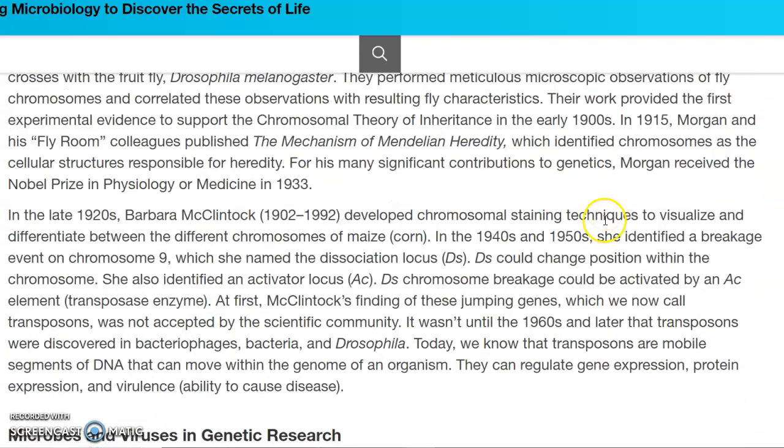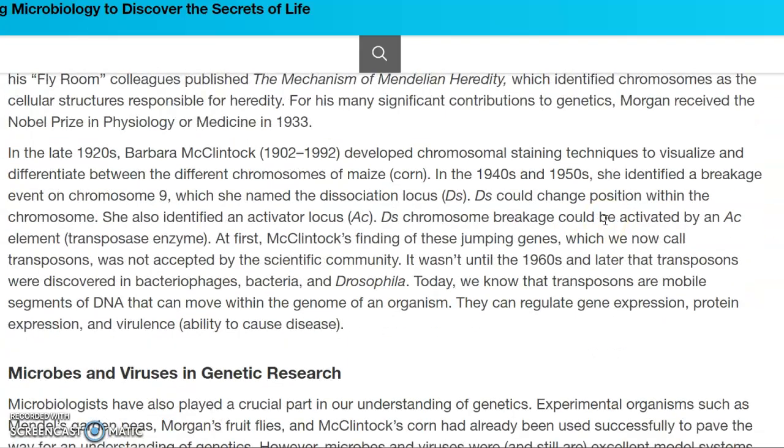And then in the 1920s and on into the mid 1900s, we had Barbara McClintock, who developed different staining techniques that allowed her to visualize different chromosomes. And she worked with corn. And so she identified what we refer to as transposons. Transposons are known as jumping genes. They are genes that can actually change places on a chromosome.